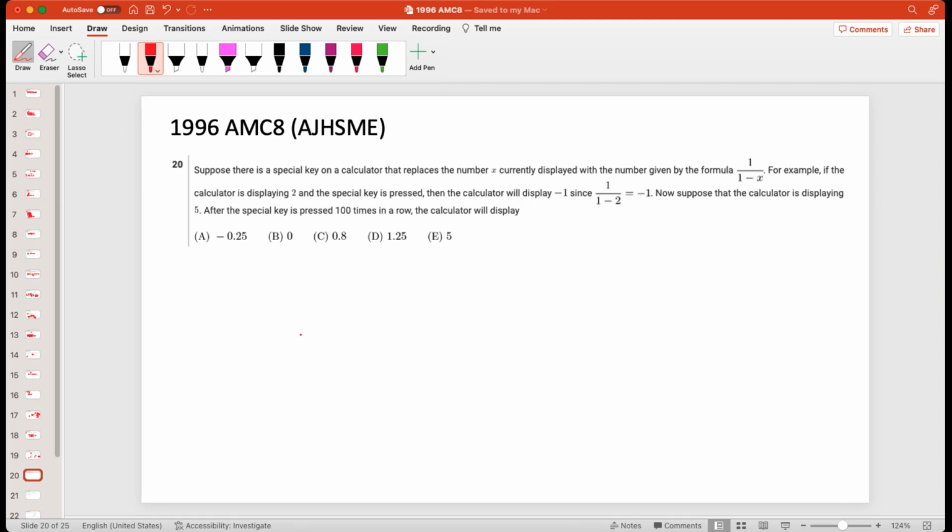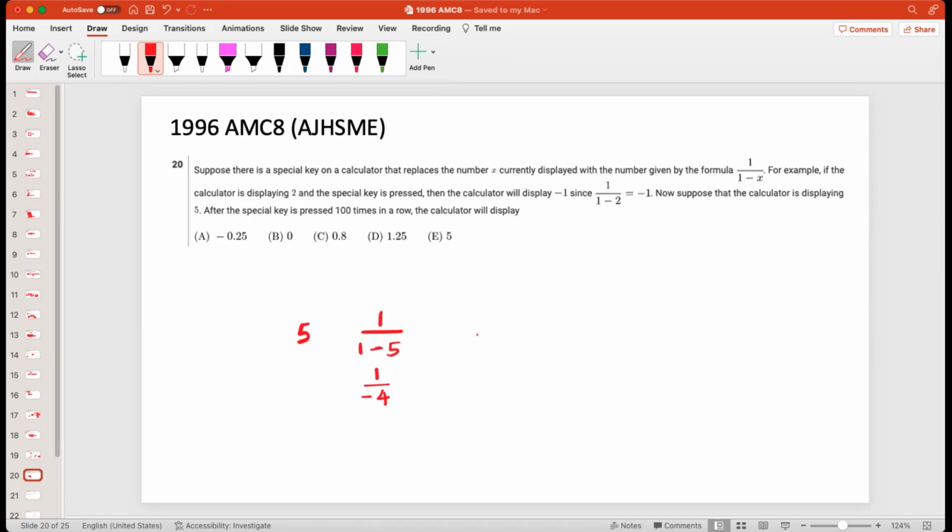So, suppose initially my calculator is displaying 5, right? So, when I press it once, it's going to display 1 by 1 minus 5. Okay, so this is going to display 1 by minus 4, or minus 1 by 4. Okay, now this is already showing this one, correct?